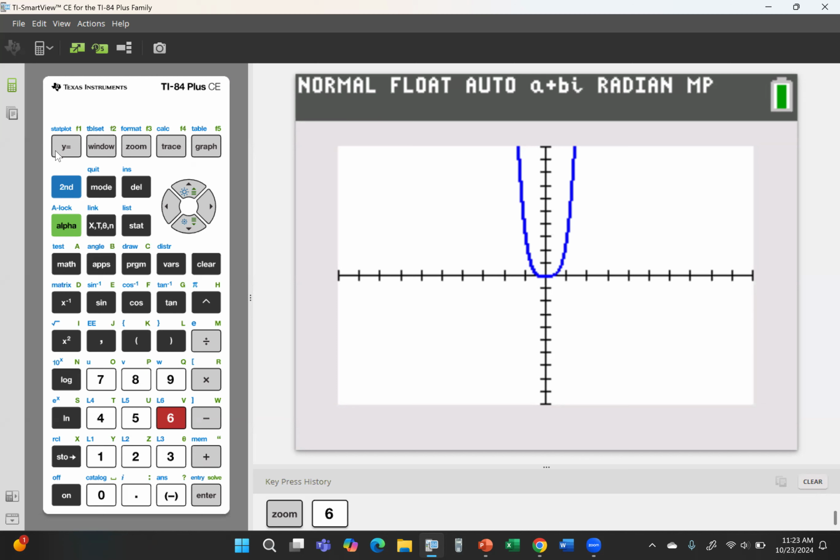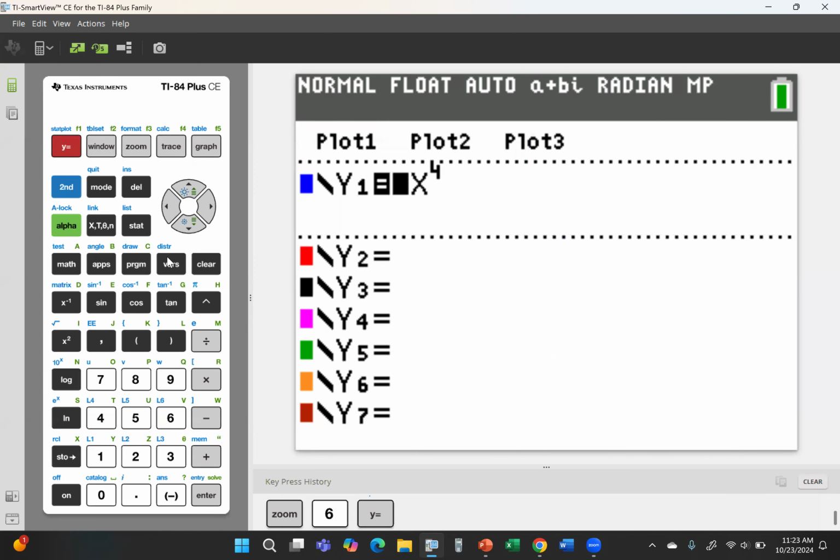Okay, how about the other one? Was that x to the third minus 1?